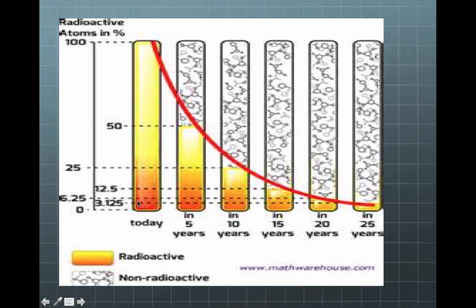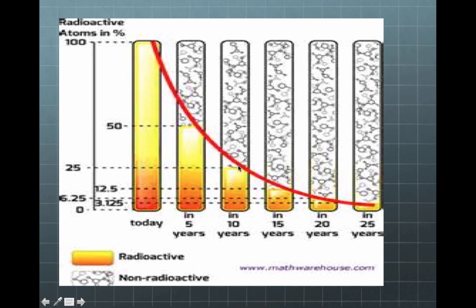If we look at this graph here, the yellow and orange is our radioactive substance. On the x-axis, we have our number in years, and in our y-axis, we have the percent of radioactive elements. At time now, or today, we have 100% of the radioactive element. The half-life would be when 100% of this decays into 50%. For this particular substance, that will happen in 5 years.